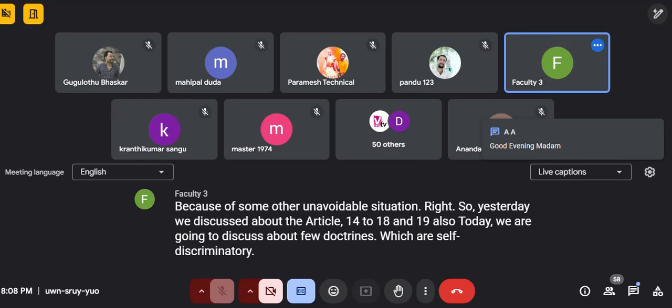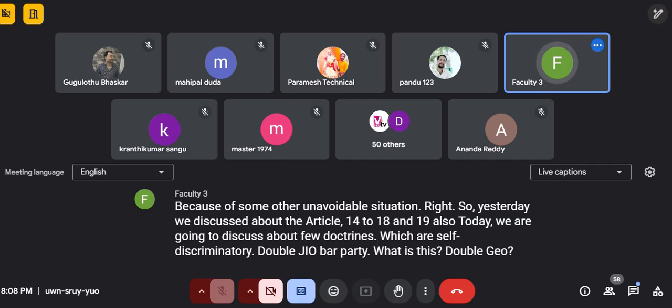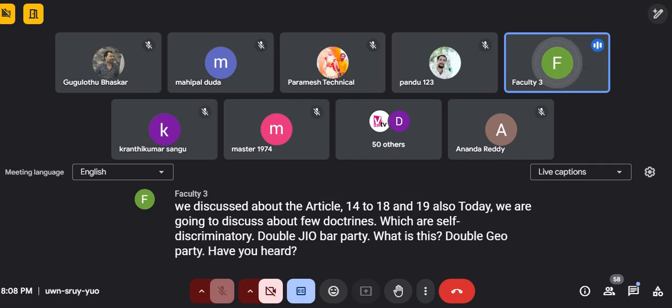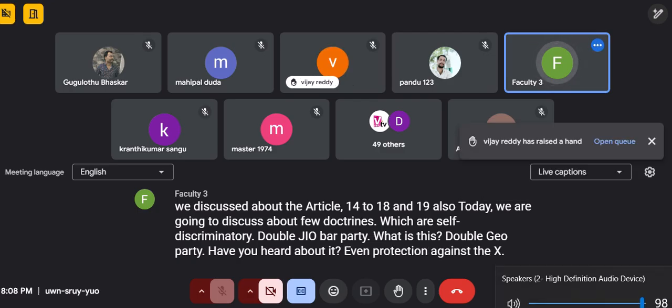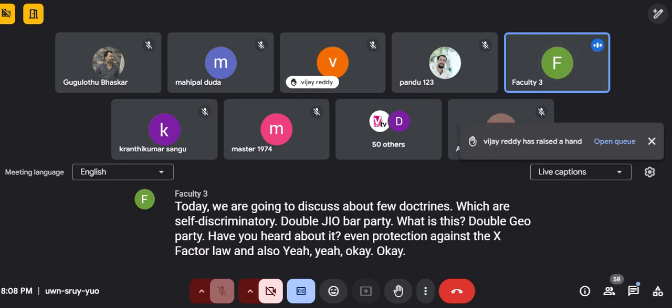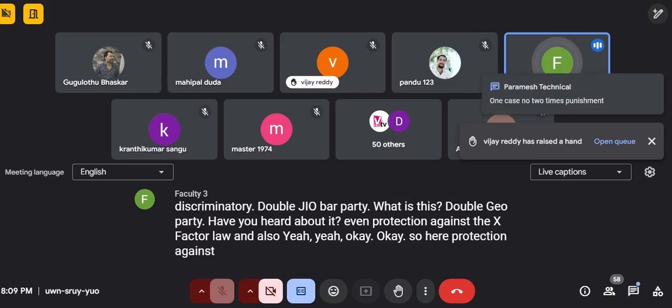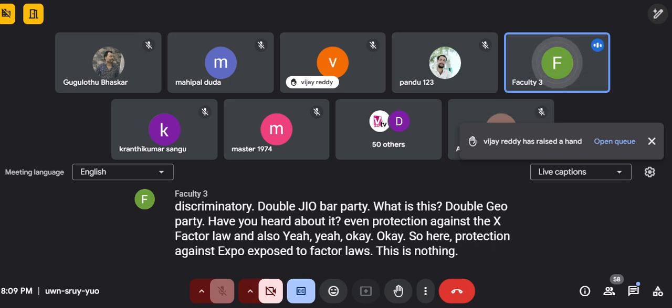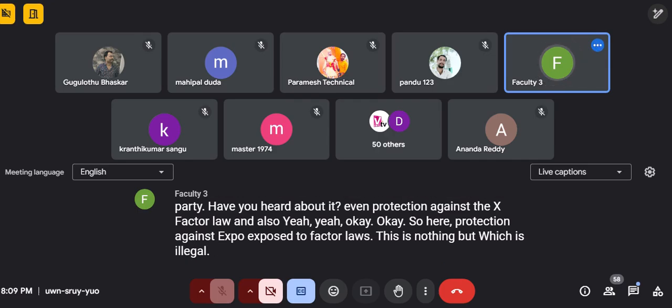Self-incrimination and double jeopardy. What is this double jeopardy? Have you heard about it? Even protection against ex post facto law, and also... So here, protection against ex post facto laws. This is nothing but which is illegal.